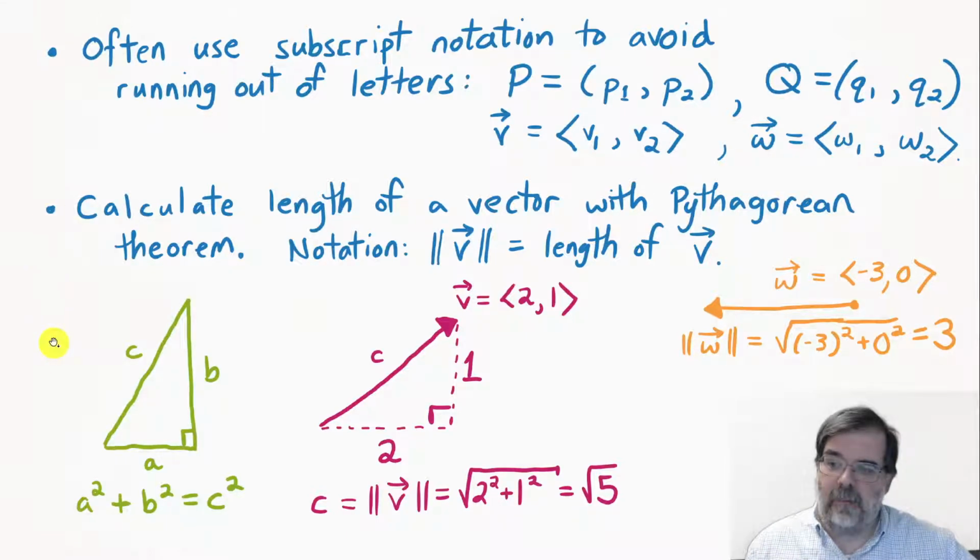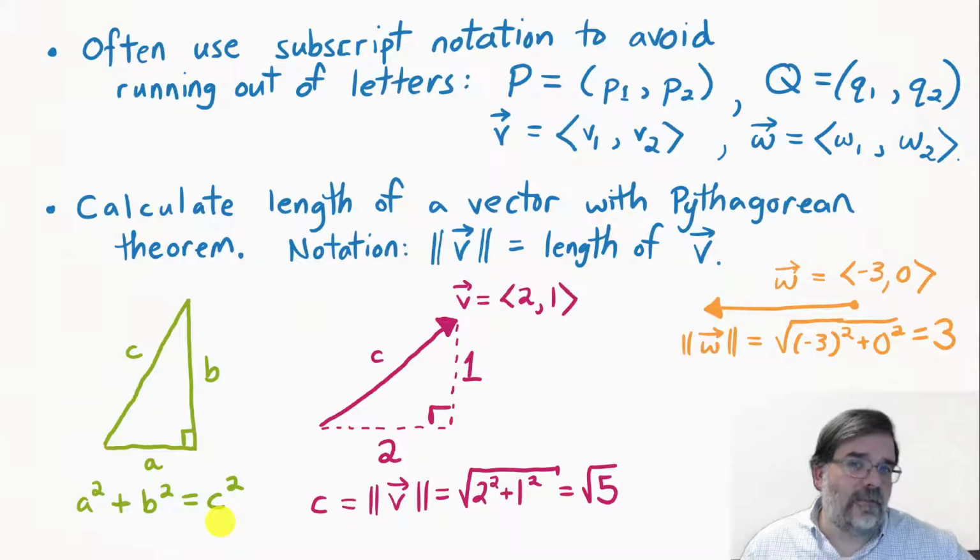As a quick recap, the Pythagorean theorem says that if you have a right triangle with sides of length A and B, and the hypotenuse, which is the side opposite the right angle, with length C, there's a formula which relates the sides of this triangle: A squared plus B squared equals C squared. And that's true for any right triangle.